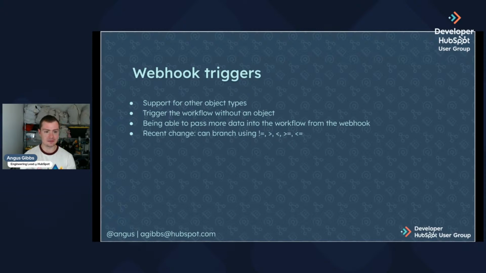We also want to expand how you can use the data from the webhook. You can add tokens into your actions that reference some of the data that came in with the webhook, but we want to make that more powerful and bring it into more places. A recent change we made on this front was letting you do branch operations other than equals on data from a webhook. So if you have a webhook that includes a score or some sort of number, you can now do a greater than or less than comparison. That seems small, but it actually unlocked some pretty cool use cases there.